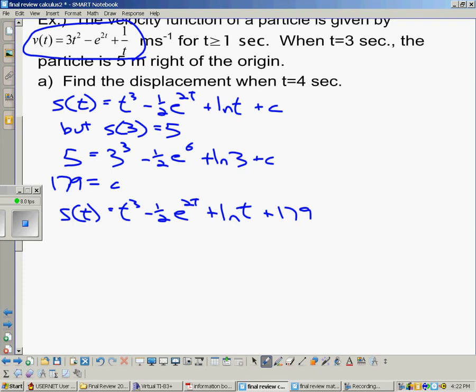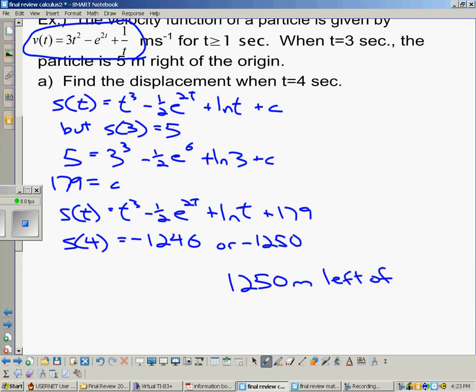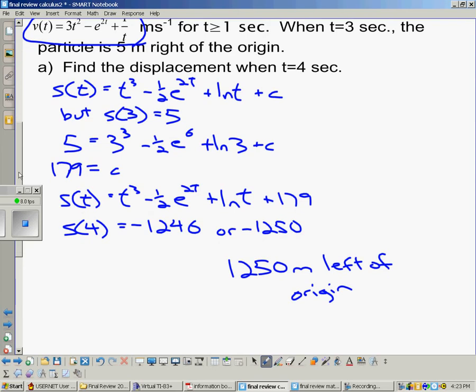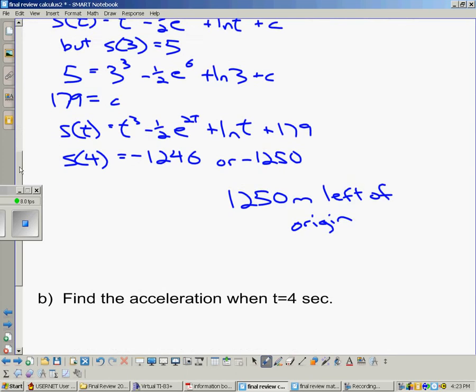Okay, so now all we need to do is sub in 4 for t. And if we do that in our GDC, we're going to get negative 1246, or you could write it to 3 sig figs as negative 1250, ideally. Okay. Which we're going to interpret to mean 1250 meters left of the origin. So we integrated here, we made sure we found the value of the constant of integration, then we used this displacement formula, or this displacement equation, to figure out our actual displacement at 4 seconds.